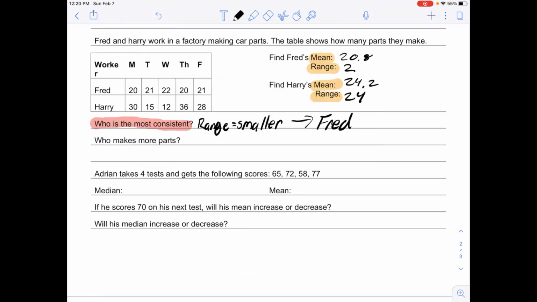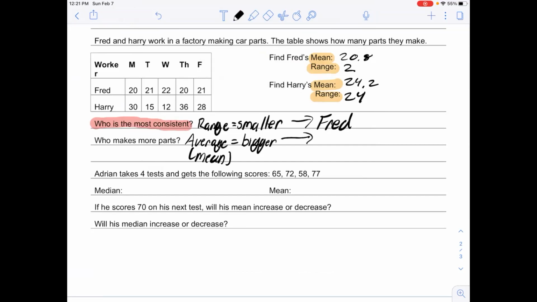Our next question is, who makes more parts? Who makes more parts will be the person with the bigger average. If your average or mean is bigger, that means that you're making more parts. So this is going to be your check for this video. I want you to tell me which person, Fred or Harry, has a bigger mean. And that will be your answer for your first check for this video. Harry or Fred is the only thing you need to put for whichever one has the bigger mean.